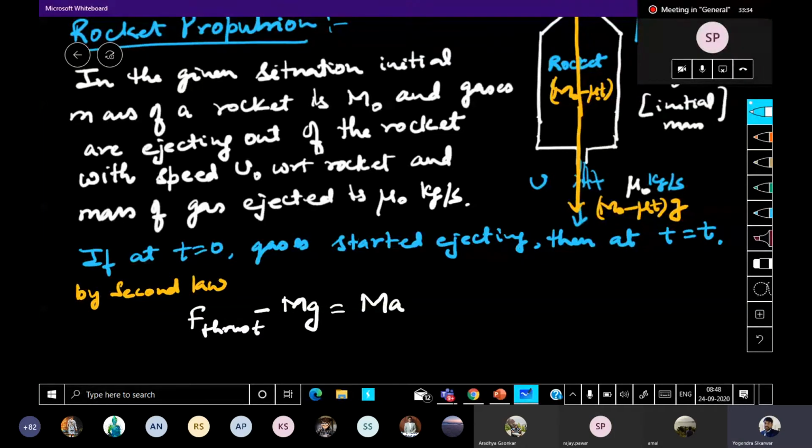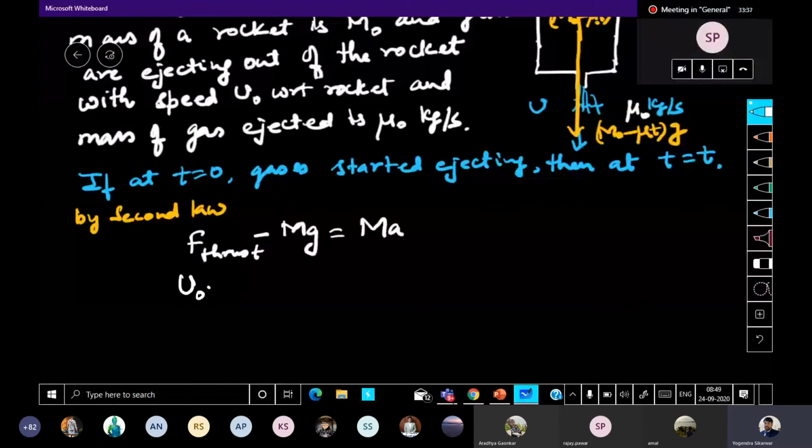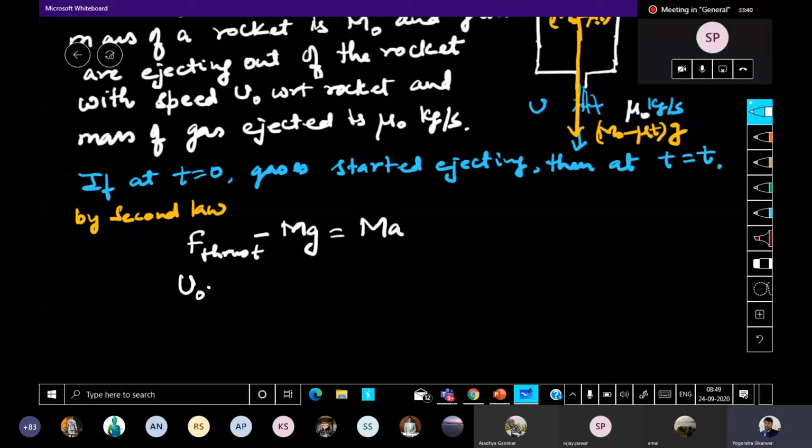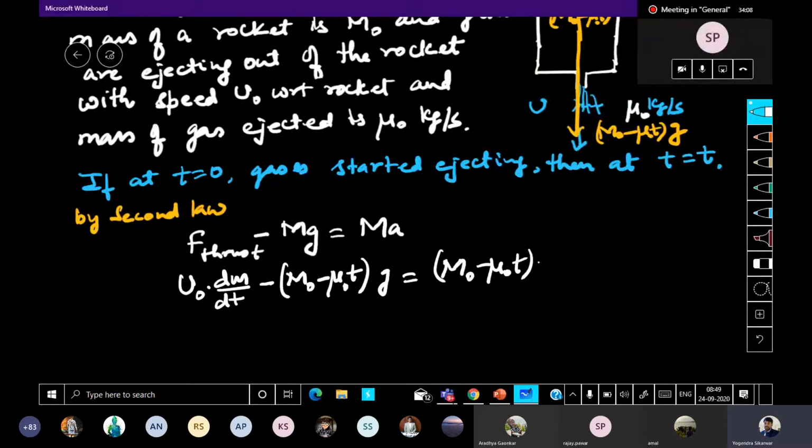Now F thrust is how much? u naught into dm by dt. I'll replace that dm by dt by mu naught in the next step. Now m at that moment is nothing but m naught minus mu naught t. So m at that moment is m naught minus mu naught t, into g and into a. So this will be the further simplified equation.